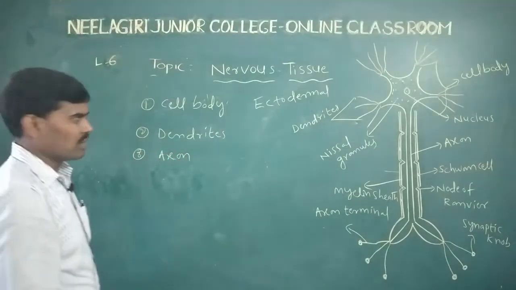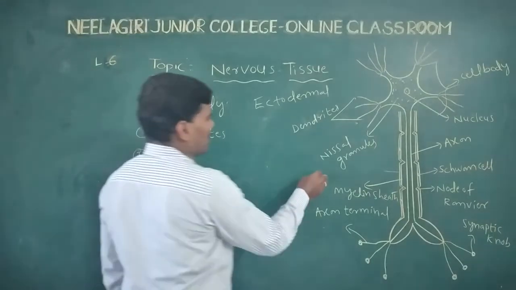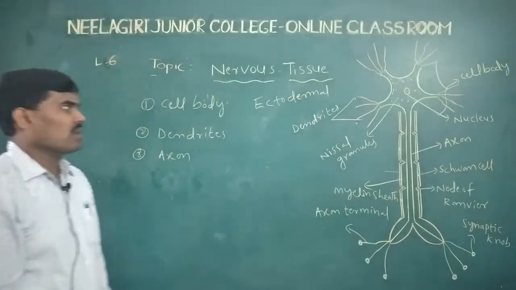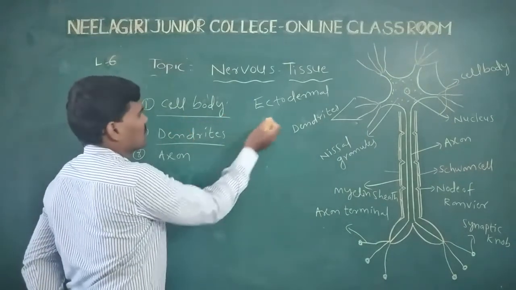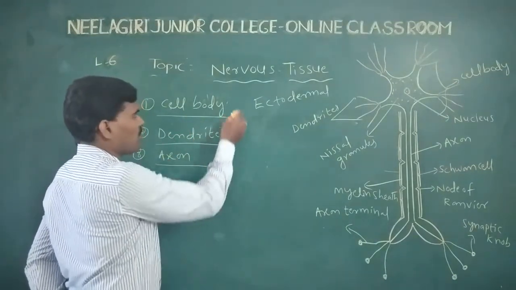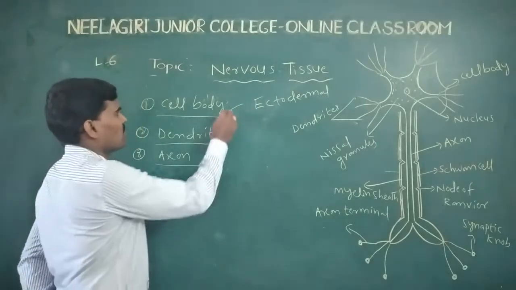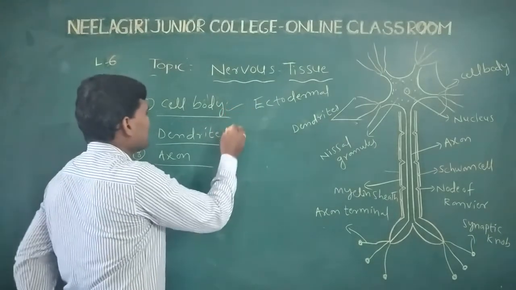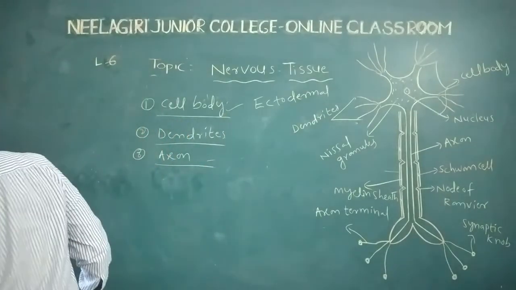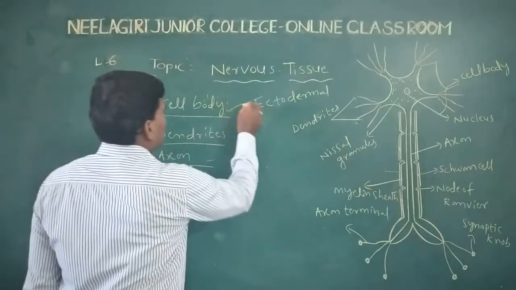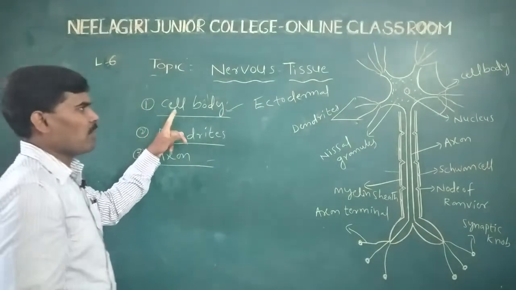So neurons are clearly observed. Now we see the structure of neurons. How many parts? Three parts. The first goes to the cell body, the second goes to the dendrites, and the third goes to the axon.